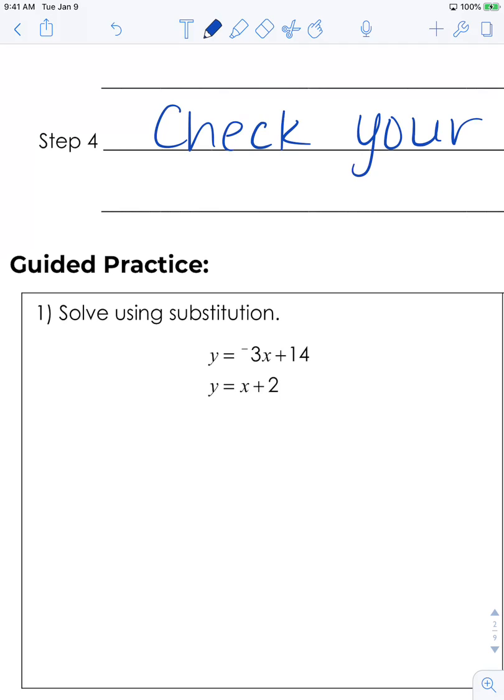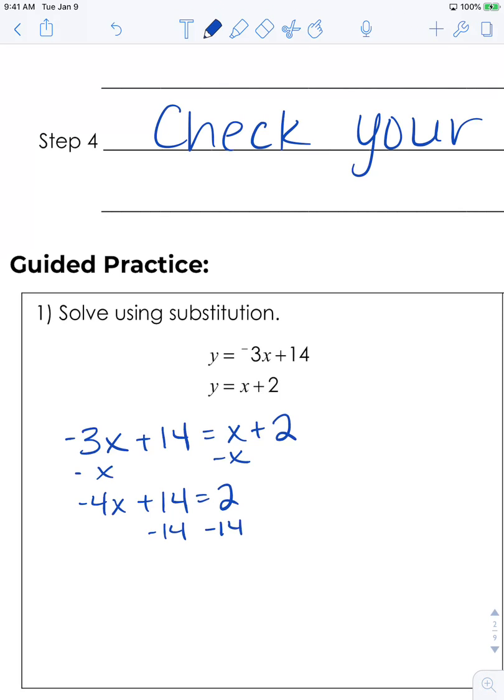So both of these are already solved for y. So what you do here is you set them equal to one another. If y equals negative 3x plus 14 and y equals x plus 2, then that means that negative 3x plus 14 is equal to x plus 2. Move your variables to the same side. So we have negative 4x plus 14 equals 2. Get rid of the 14. Negative 4x equals negative 12. Divide by negative 4, and you have x equals 3.